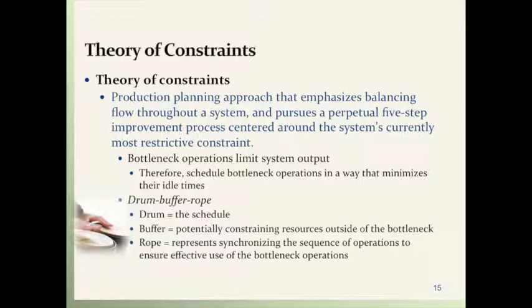And then there's this drum, buffer, rope. So the drum is the schedule. Buffer is potentially constraining resources outside of the bottleneck. And rope represents the sequencing, synchronizing the sequence of operations to ensure the effective use of the bottleneck operations.